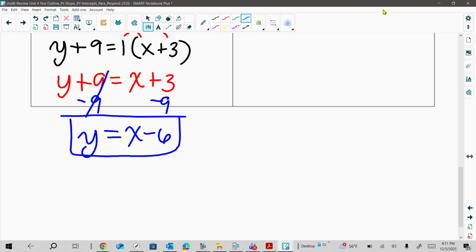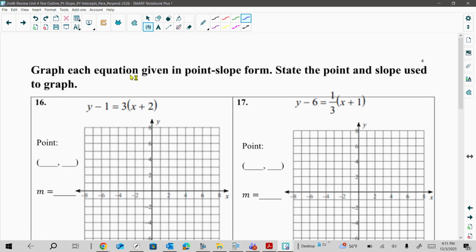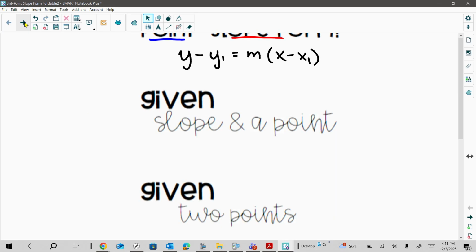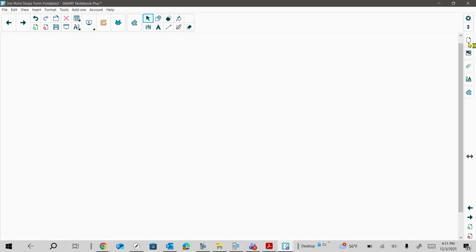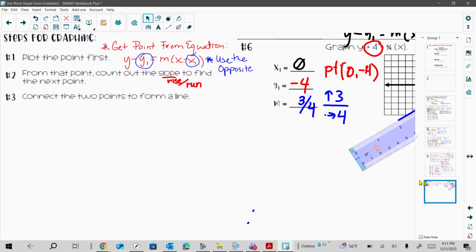All right, the next thing we're going to do with point slope form, because this next page is part of using point slope, is graphing the equation in point slope. Remember, we kind of did this in our notes, in the last section of notes. Let me go to that. It's such a crazy delay. So you might want to look at this. That's for graphing: plot the point first, and then count your slope from that point.